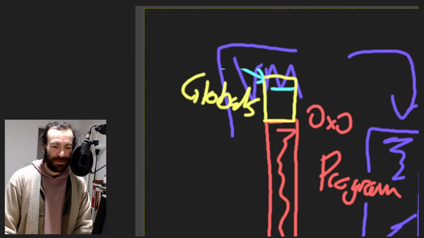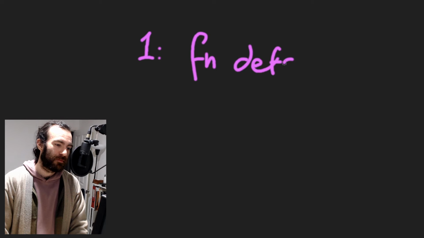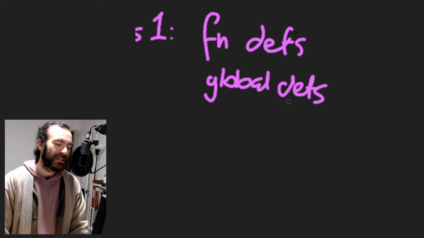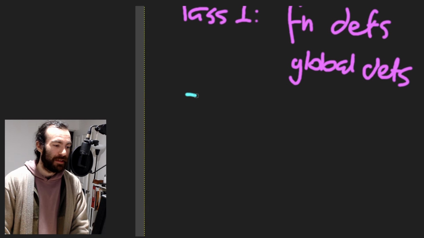So let me draw again. I know everyone must be sick of me drawing these weird, hard to decipher pictures, but it really helps me get it straight in my head. So, pass 1. We collect definitions, right? We do function defs. We do global defs. Essentially, we count the number of globals, right?